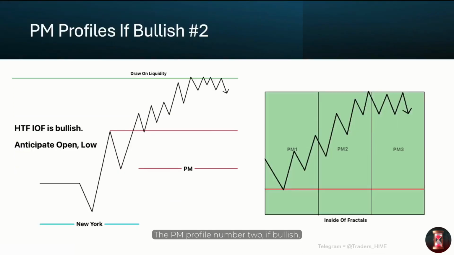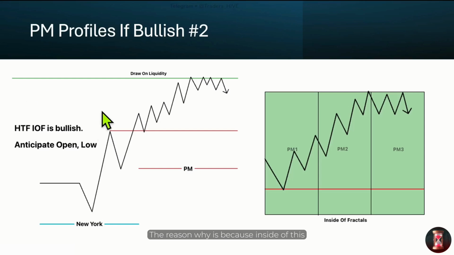The PM profile number 2, if bullish, is again a scenario in which the AM session expands and the afternoon session continues this expansion. This delivery profile usually takes place on trending days where there's a rush for the market to be repriced towards a specific price level. This right here is a delivery profile in which you need to be very cautious when it comes to micromanaging your position.